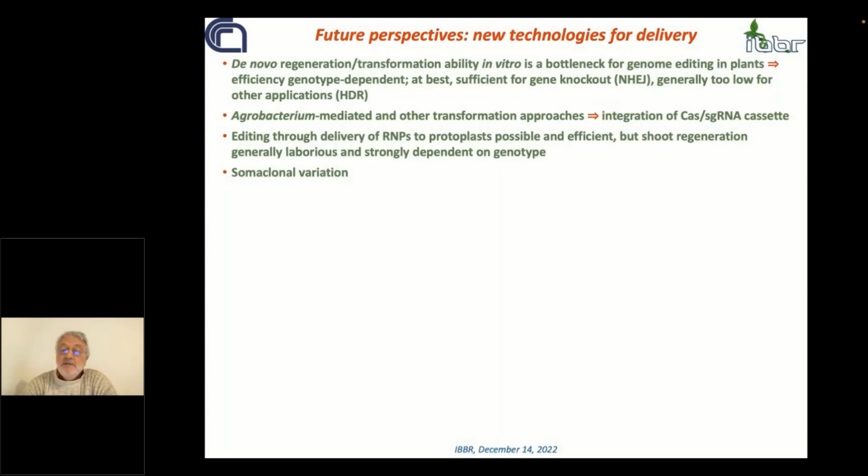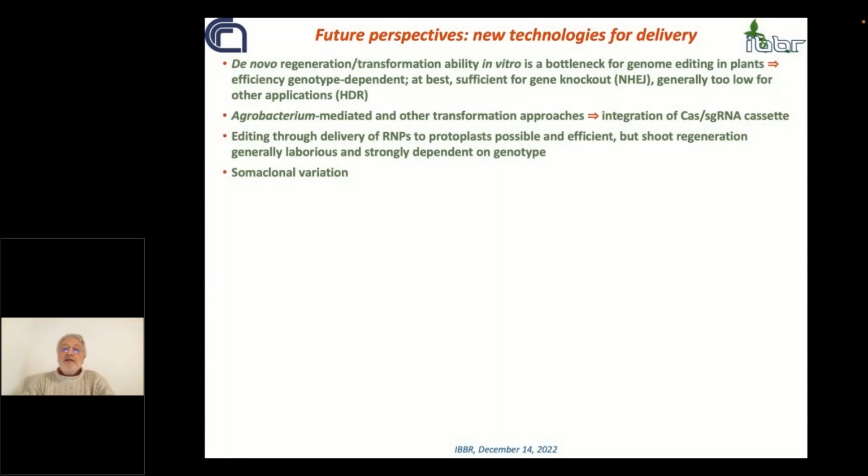The effect of genotype is strong not only at the species level, but also in species that respond. There is a strong effect between different genotypes, and so this is a strong limitation for applying genome editing, especially by seed companies and so on. And also it must be said that the frequency, even in the best cases, is insufficient. The efficiency for gene knockout based on non-homologous end joining is generally too low for application based on homologous recombination.